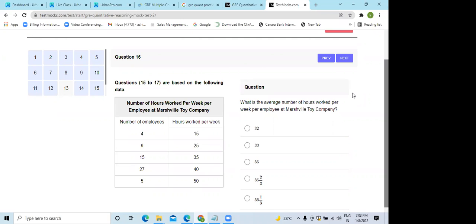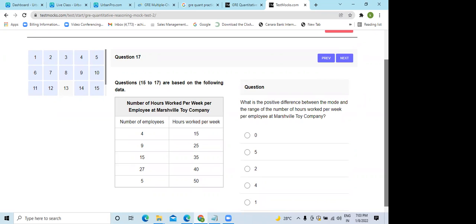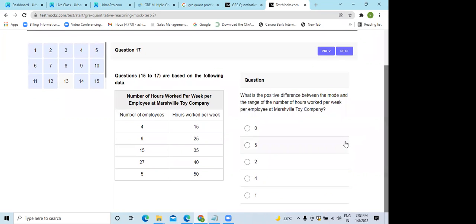It's gonna be 36 1 by 3, sir. It is going to be 36 1 by 3, the last one. All right. Yeah. 17, yes. There's a positive difference between the mode, the range of numbers per week per employee.